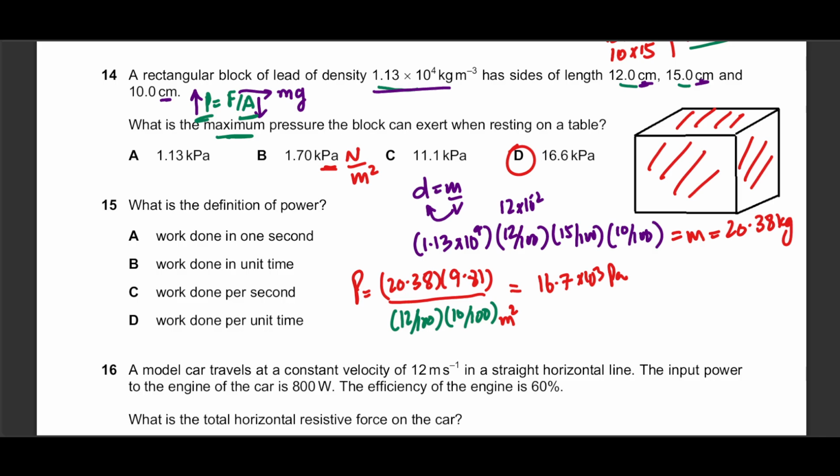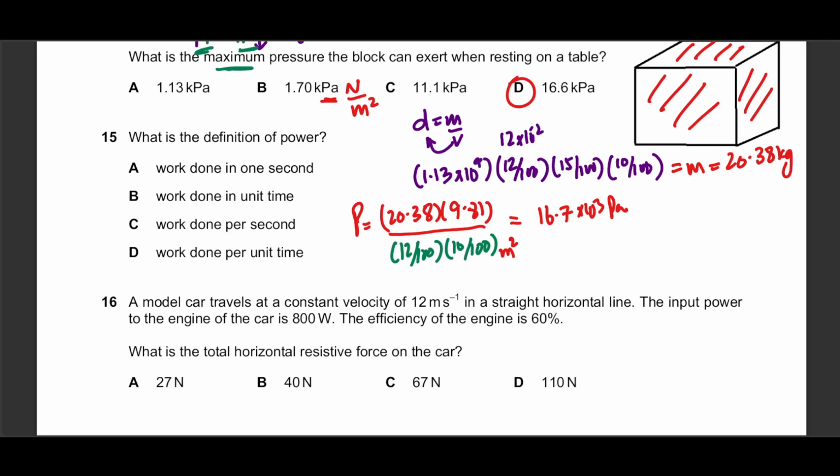This is also inspired from IGCSE, you can say, or O-level physics. What's the definition of power? Power is equal to energy divided by time, or work done divided by time. Let's see what fits the description. Is it work done per second? Not really. Work done in unit time? Not really, because we're looking for per. Per means divided by. Work done in 1 second, not really. So the best option would be the one that describes the formula, which is option D.